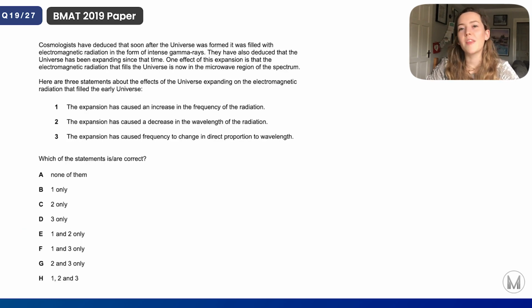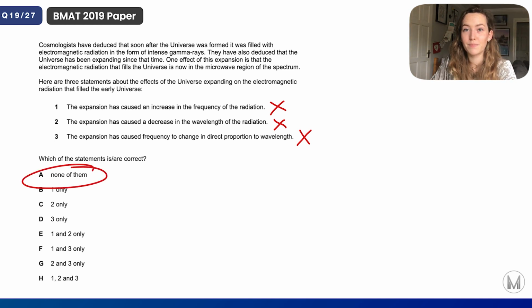Question 19. This question states that the expansion has caused a change in the electromagnetic radiation from gamma rays to microwaves. And we know from our knowledge of EM waves that microwaves have a longer wavelength and a lower frequency than gamma rays. So immediately I know that statements 1 and 2 are incorrect. Now statement 3 is always going to be incorrect because wavelength and frequency are always inversely proportional to each other. Therefore, which of these statements are correct? The answer is A, none of them.